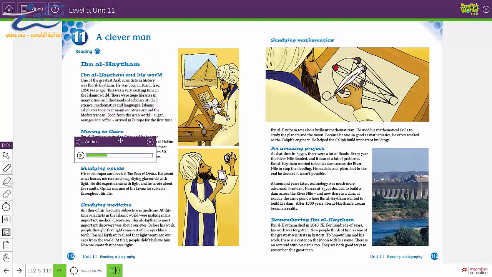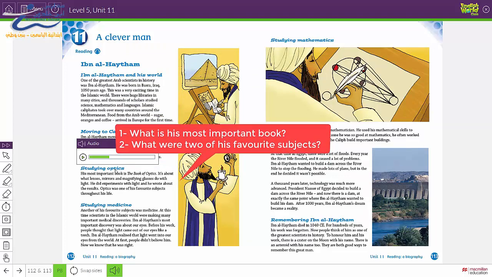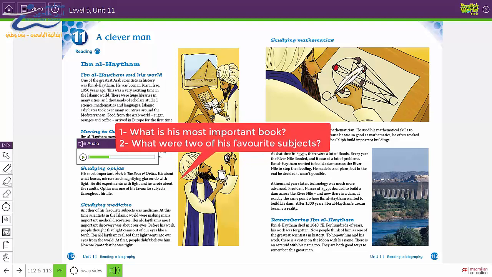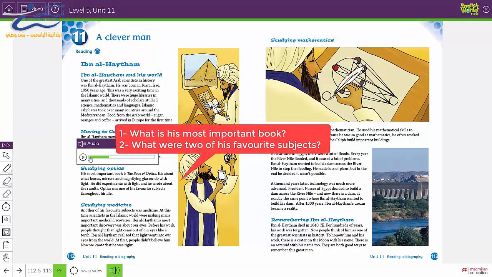Now to the next paragraph, studying optics. Listen and answer these questions. What's his most important book? Question number 2. What were 2 of his favorite subjects? Now listen.